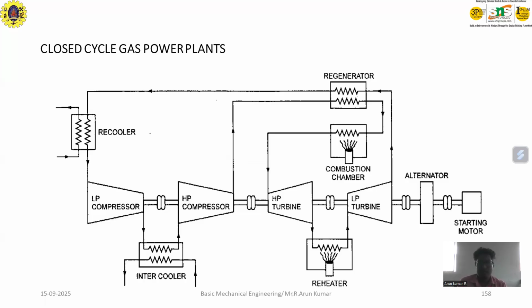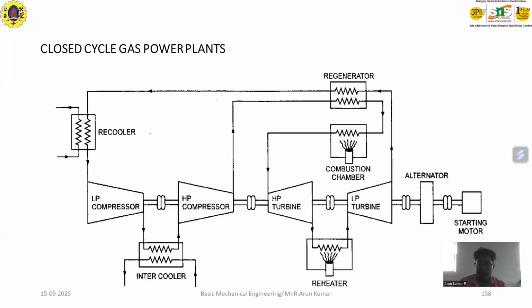After passing from the HP turbine, it goes to the reheater, as the gas will have a low amount of heat. So it is further heated and passes through the low pressure turbine. After that low pressure turbine, it is again processed to the regenerator. It is not connected to the atmosphere. That is very important for this case. So it is not connected to the atmosphere.